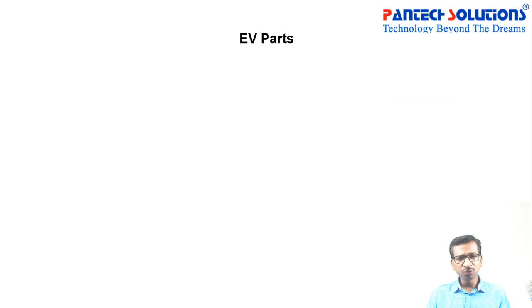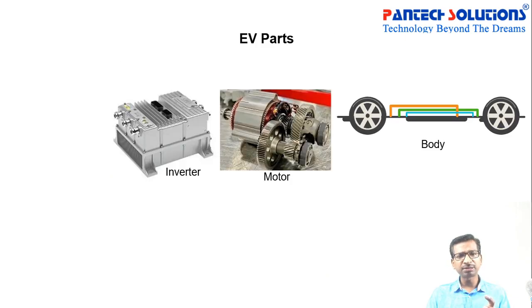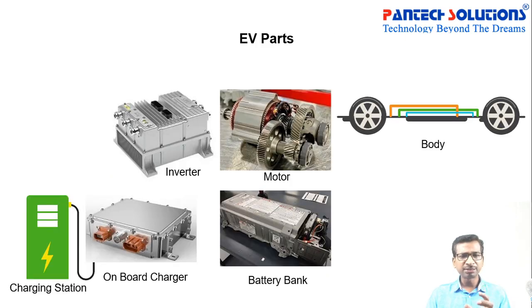If you go into detail about the EV parts, the first one is the body. The body is driven by the motor. The motor is controlled by the inverter. The inverter takes power from the battery bank. The battery receives its source from the onboard charger, and that charger is powered by the charging stations. So this is the single line diagram of the EV parts.